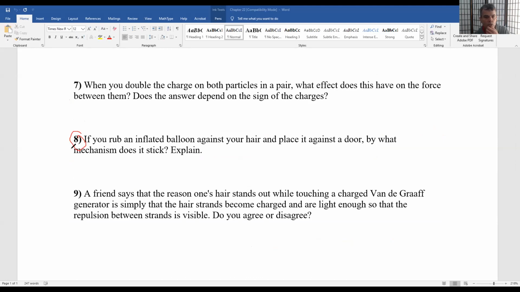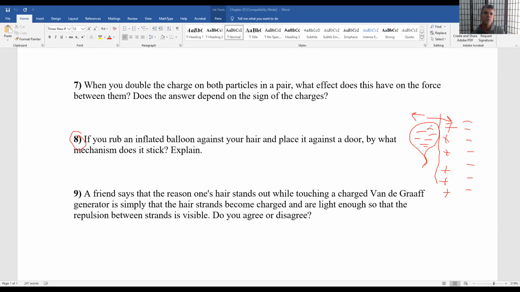If you rub an inflated balloon against your hair and place it against a door, by what mechanism does it stick? Explain. So again, let's say here's a wall. It's got a bunch of positive and negative charges, and here's a balloon. And the balloon, let's say, is negatively charged. What that's going to do is repel negative charge in the wall, moving it farther away, and attract positive charge. So the end result is the wall is still neutral because no charges have entered or left the wall. But the balloon is attracted to the positive side of the wall. It's repelled from the negative side.